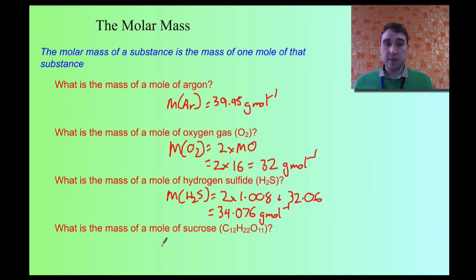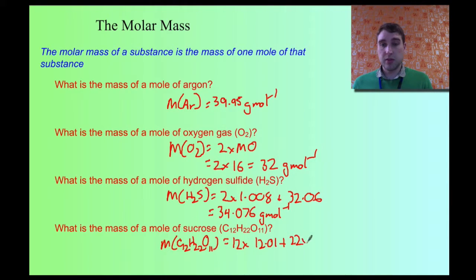Last one says, what is the mass of a mole of sucrose? So molar mass of sucrose, which is C12H22O11, that's going to be equal to 12 times the molar mass of carbon, which remember from before is 12.01, plus 22 times the molar mass of hydrogen, which is 1.008, plus 11 times the molar mass of oxygen, which was 16. Remember, if ever you get stuck, you don't need to remember these because you'll always have a periodic table. So now we go to our calculator.